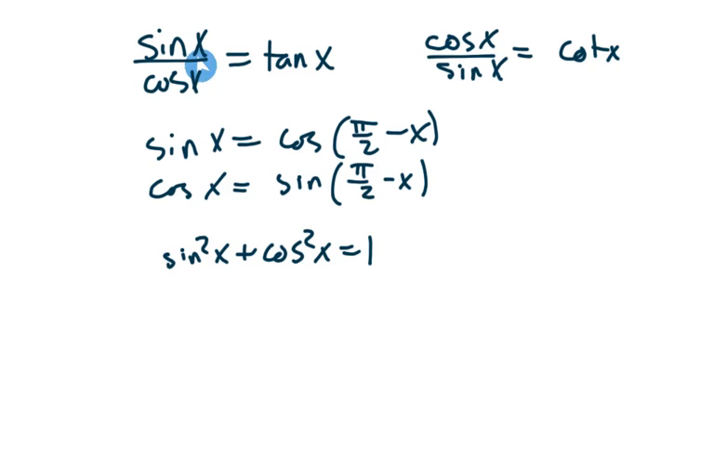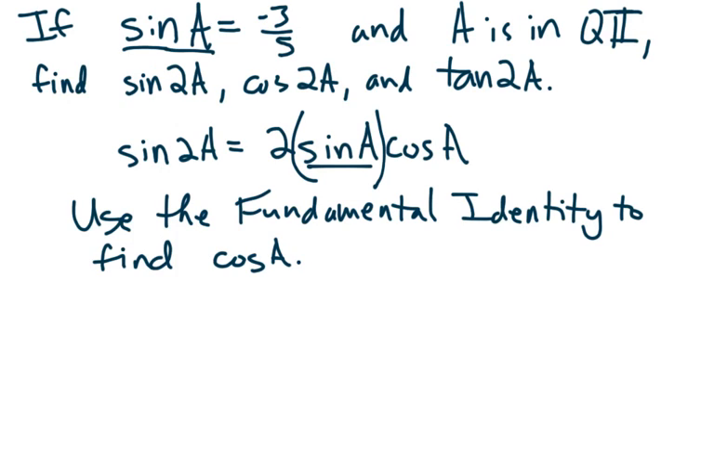We should have come up with the two ratio or quotient identities, the two cofunction identities with sine and cosine, and the Pythagorean identity. But these guys have sine and cosine and a third function, which we don't want. And these guys have sine and cosine at complementary angles, not the same angle. This is the one that has sine and cosine of the same angle, so this is the one we're going to use. Use the fundamental identity to find cosine a.